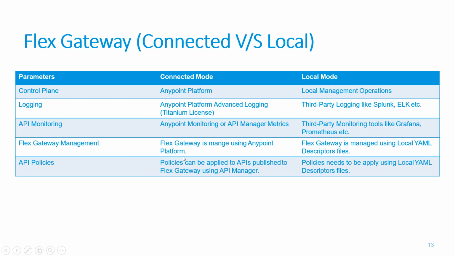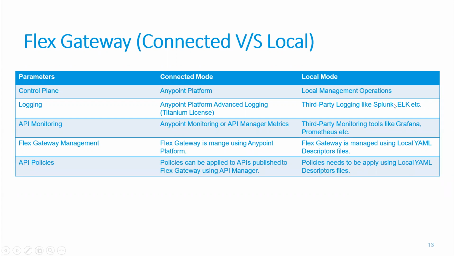For API policy, you can simply apply whatever API policy is available on the Anypoint platform. You can go to Anypoint platform and simply attach an API policy to your API. Here, you need to go and manually update the YAML descriptor file for applying any kind of policy. Also, you should know the proper syntax and proper attributes for local mode.